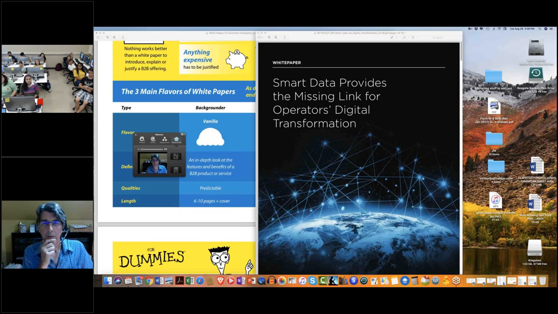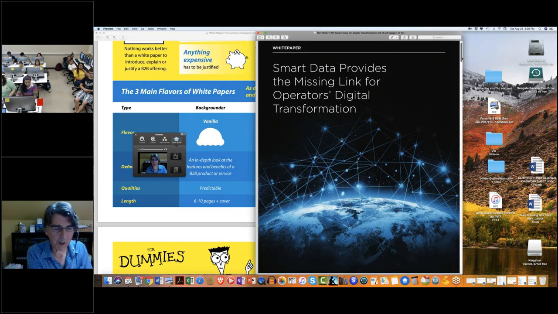Okay, so the title of a white paper gives you a lot of clues to what it's about. And so what do we see here? Smart data provides the missing link for operators' digital transformation. When I looked at that first, I didn't have a clue what that meant. Did any of you know what that meant?